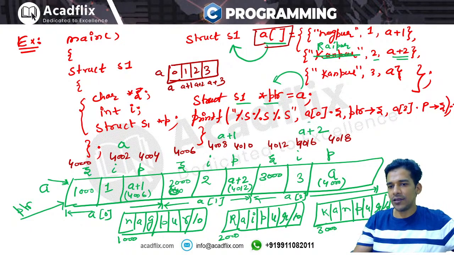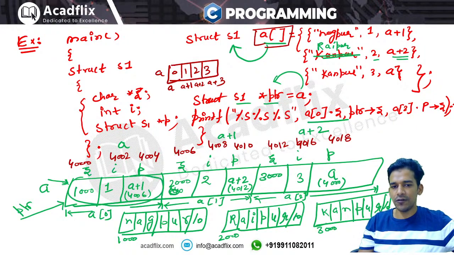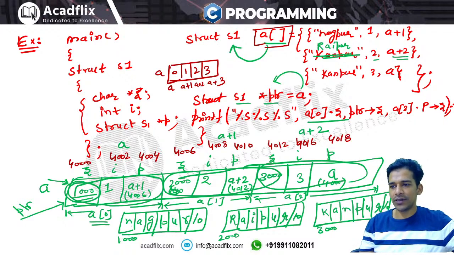First we are saying a0 dot z. What is a0? This is the structure a0, this is structure a1, and this is structure a2, right? So a0 dot z is saying go to the structure a0, then access the member z. What is inside z? Location 1000. That means it will print the string that is stored at location 1000. At location 1000 we have the string Nagpur. That means this statement will print Nagpur, right?